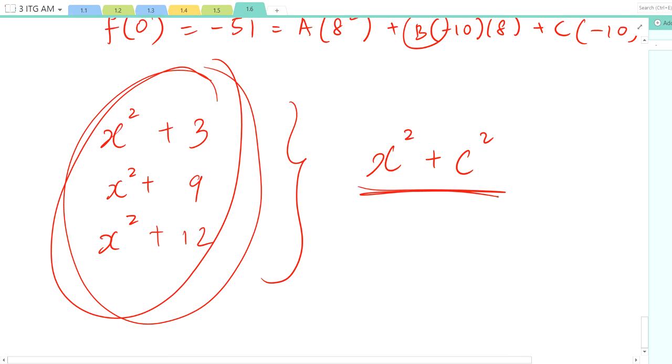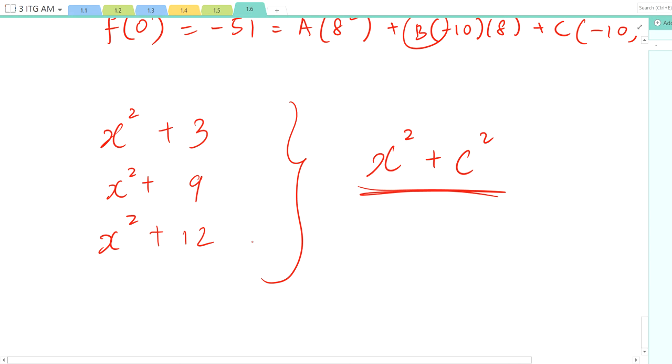Did I say that c must be an integer? I didn't, right? So let's look at the first one. x squared plus 3. Can I rewrite this like that? Is it the same thing? It's the same thing, right?